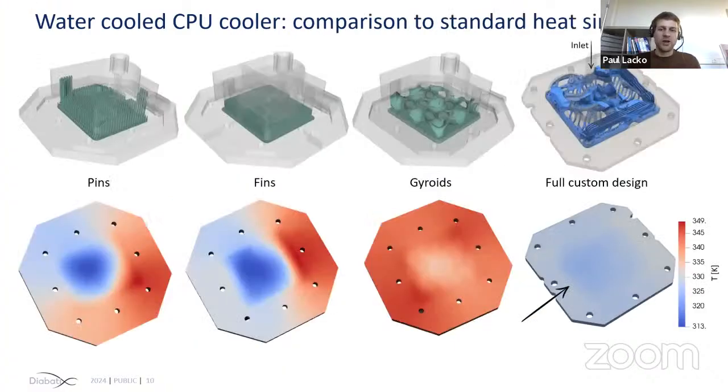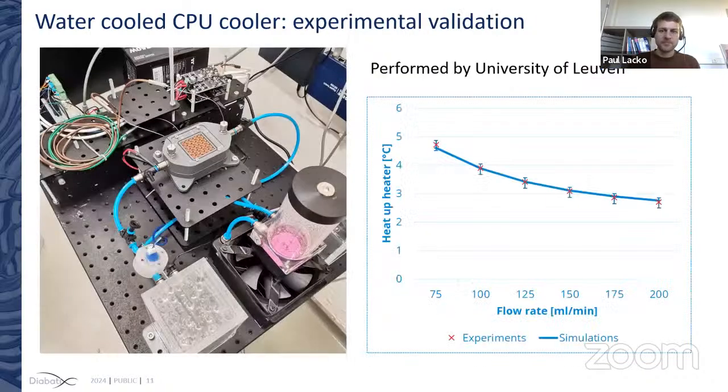In addition, we ran a set of comparative simulations to typical conventional heatsink designs, so things like pins, fins, and TPMS-based concepts such as gyroids. And these results also confirmed the superior performance of the fully optimized 3D printed design. The nice thing about this case study is that KU Leuven also performed several experimental measurements on our optimized design, and their results further affirmed the findings obtained through numerical simulation. So all in all, this case study was a great demonstration of what can be achieved when combining the cutting edge in manufacturing capabilities with state-of-the-art generative design.